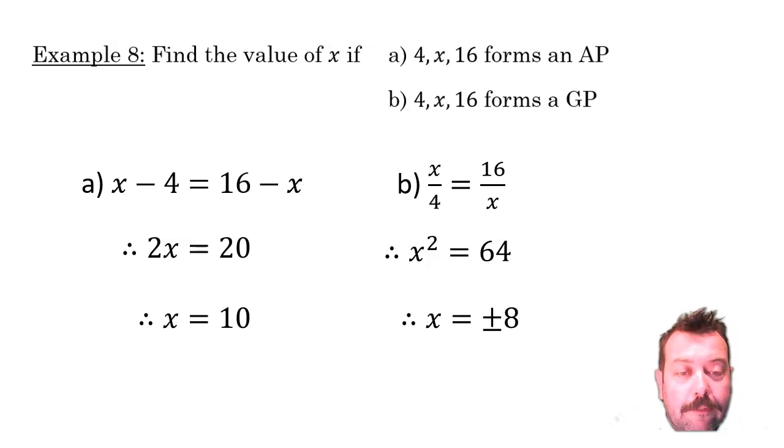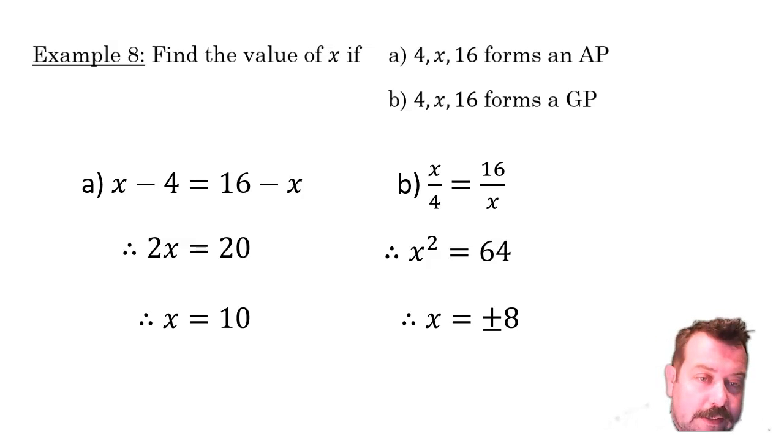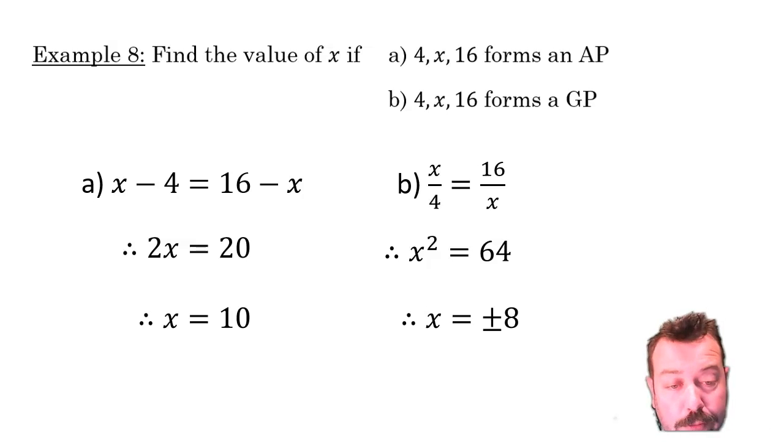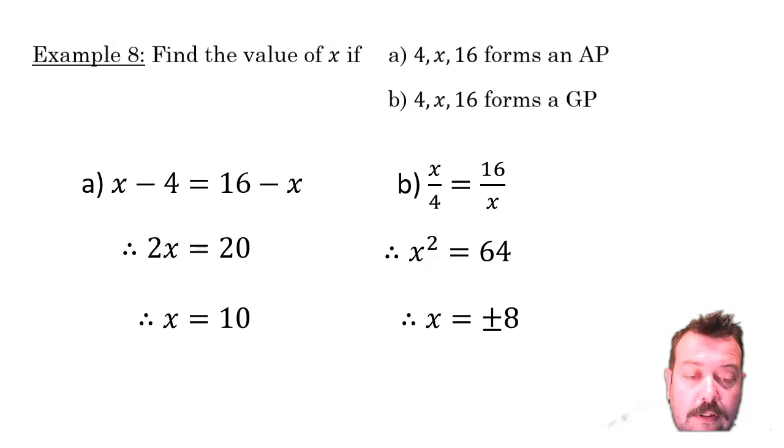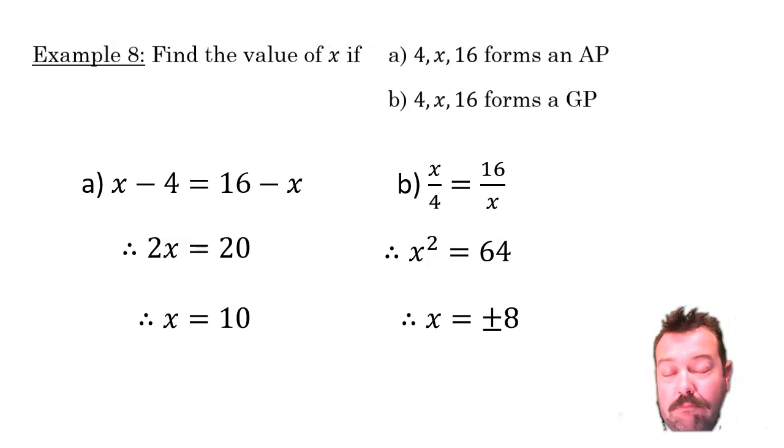That's a GP, or 4 times 2 is 8. 8 times 2 is 16. So, if 4, x and 16 form a GP, then the common ratio could be 2 or negative 2. Anyway, we weren't asked to find the common ratio. We're just asked to find x, and in this case, there are two possible values. That's what we call the geometric mean. Arithmetic mean, geometric mean. You might not come across those terms again, but there you go.